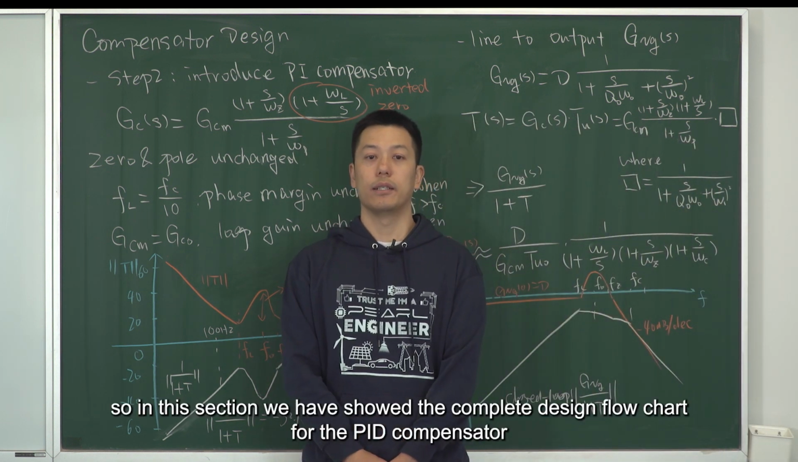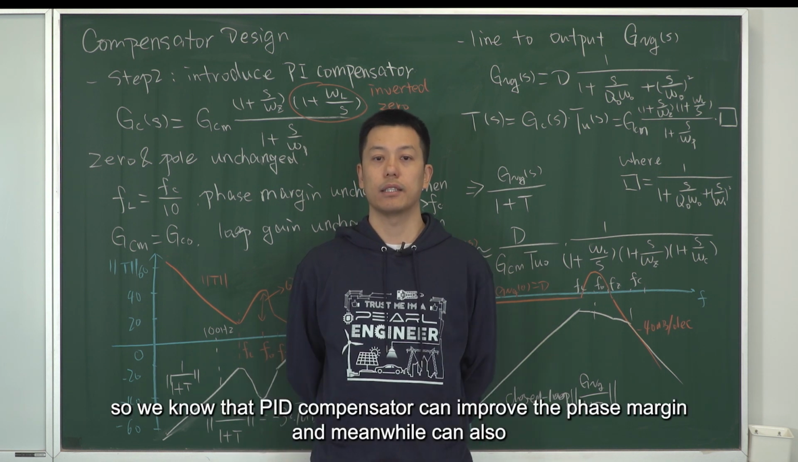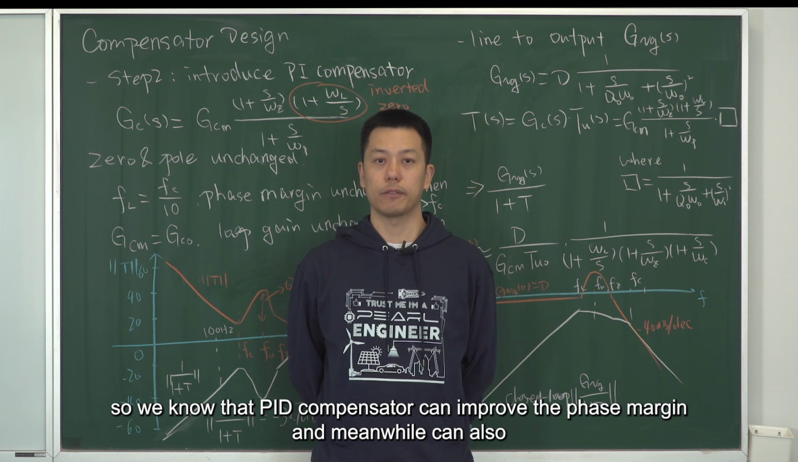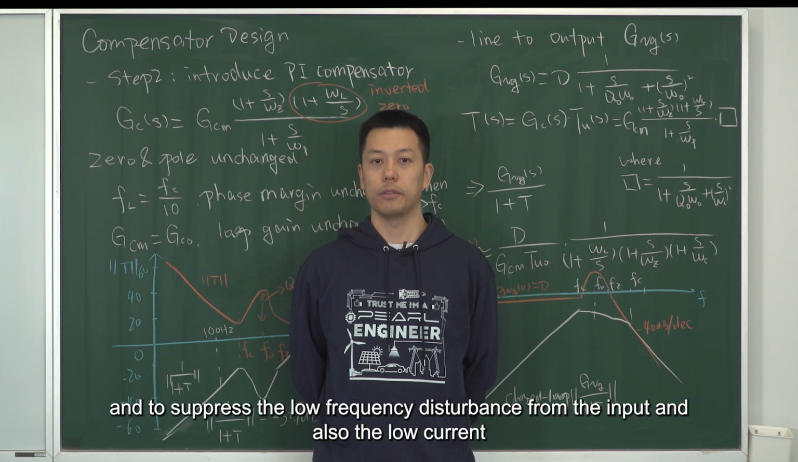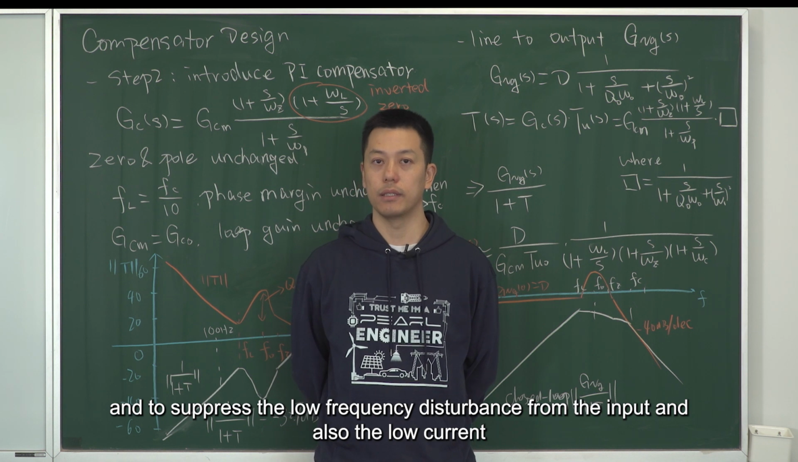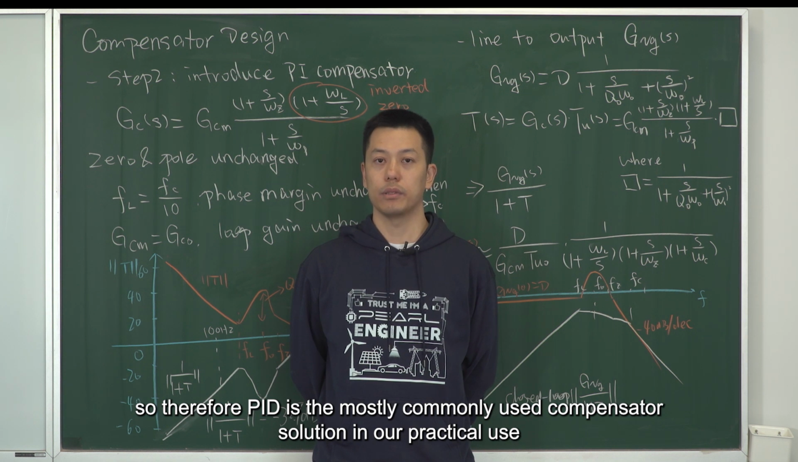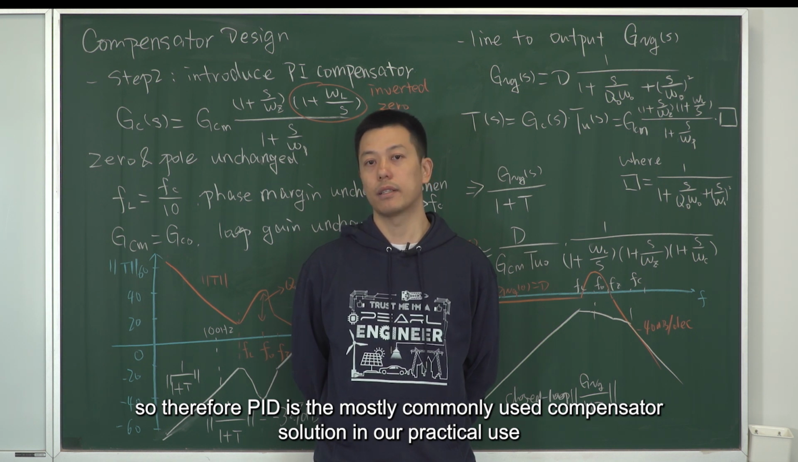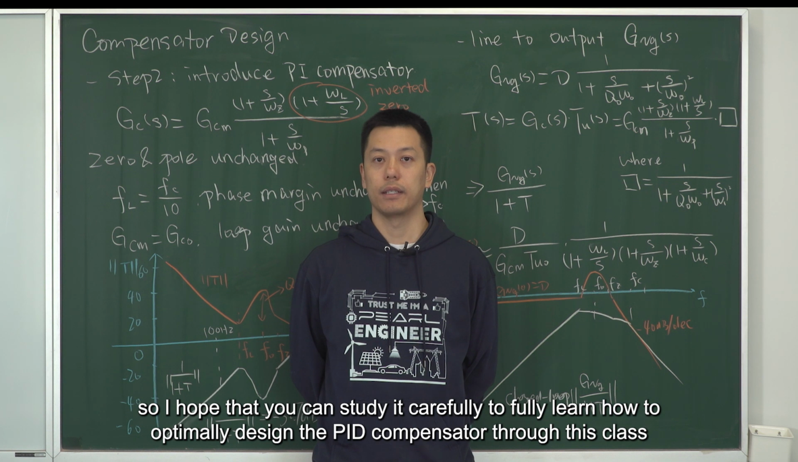So in this section, we have shown the complete design flowchart for the PID compensator. We know that the PID compensator can improve the phase margin, and meanwhile can also improve the low frequency gain to suppress the low frequency disturbance from the input and also the load current. Therefore, PID is the most commonly used compensator solution in practical use. So I hope that you can study it carefully to fully learn how to optimally design the PID compensator through this class.